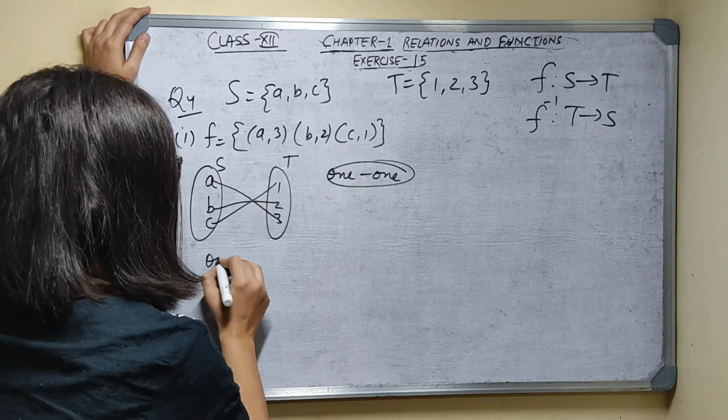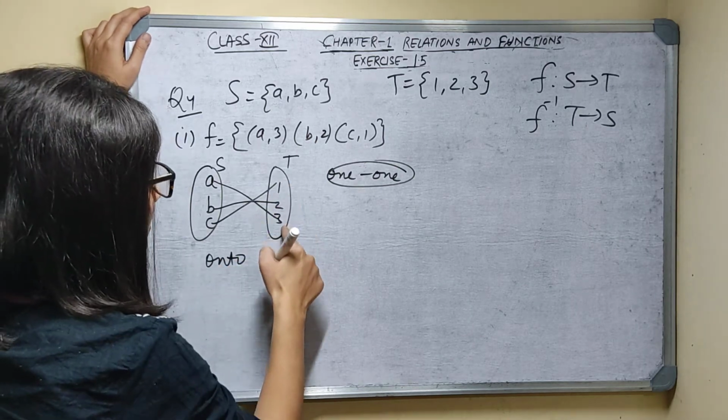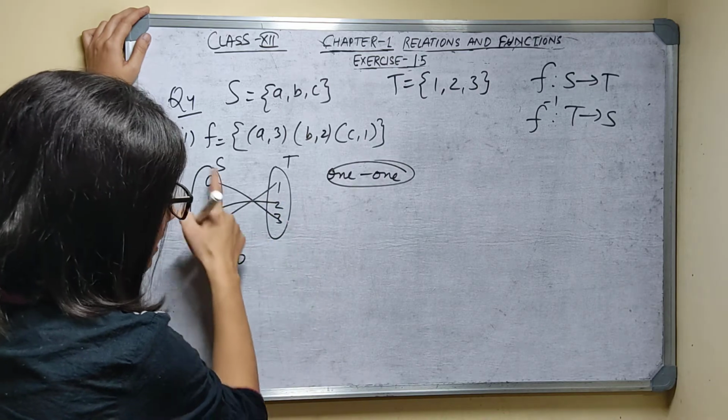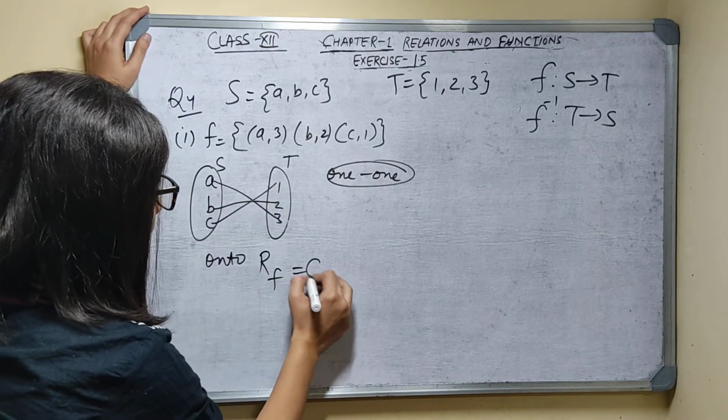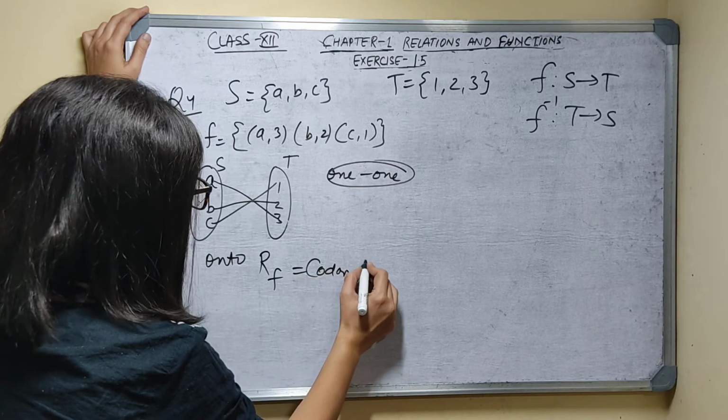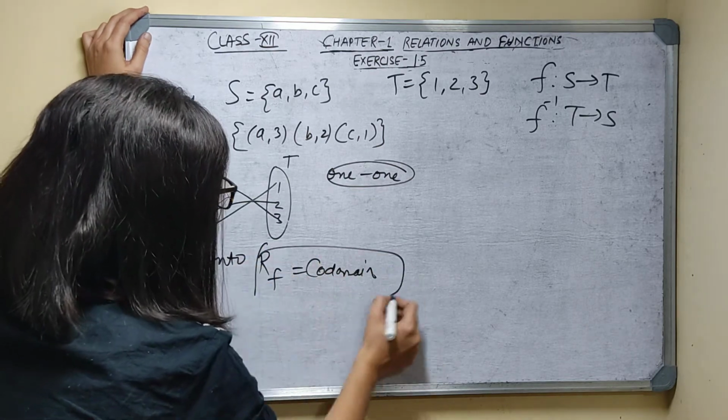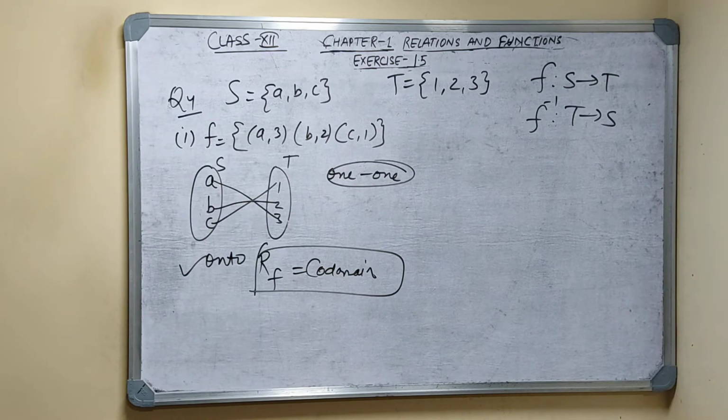Onto, I have to check. All elements have a pre-image in the domain. So onto, because the range is equal to what? Codomain. So this is what? Onto, so the range of a function is equal to the codomain of the function.